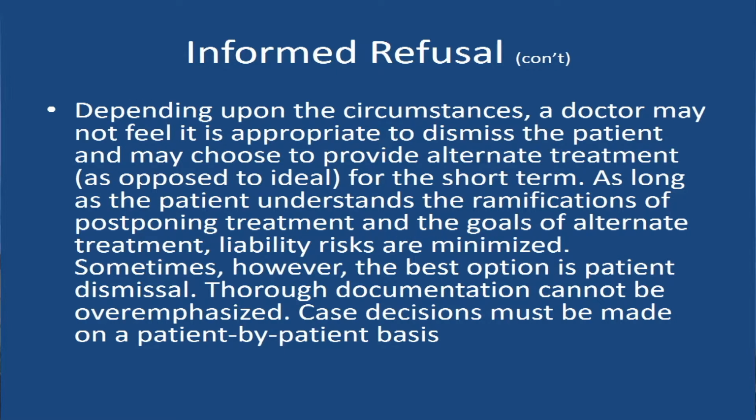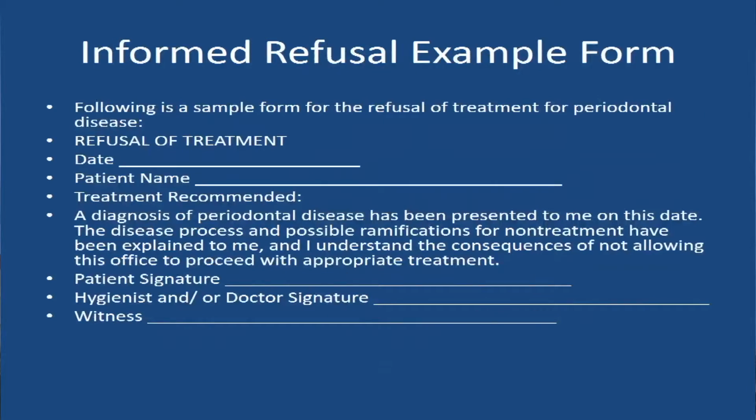Informed refusal: depending upon the circumstances, a doctor may not feel it is appropriate to dismiss the patient and may choose to provide alternate treatment as opposed to ideal treatment for the short term. As long as the patient understands the ramifications of postponing treatment and the goals of alternative treatment, liability risks are minimized. Sometimes, however, the best option is patient dismissal. Thorough documentation cannot be overemphasized. Case decisions must be made on a patient-to-patient basis. Informed refusal consent form example.